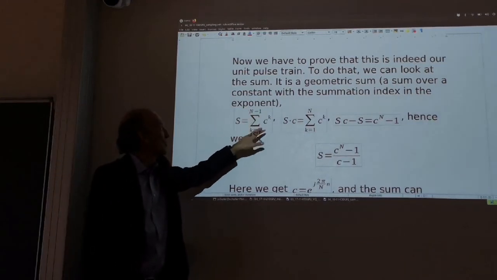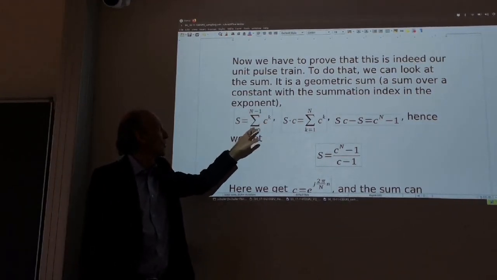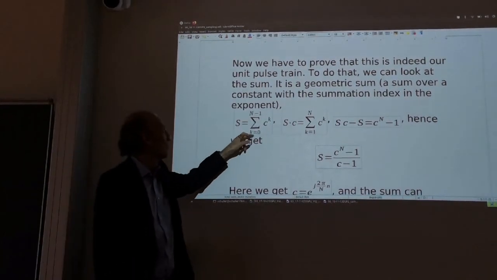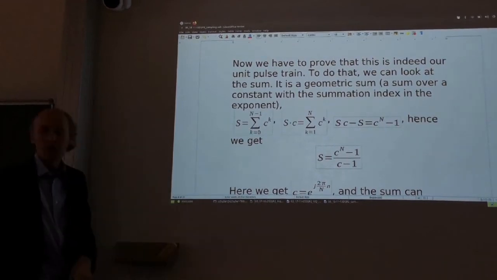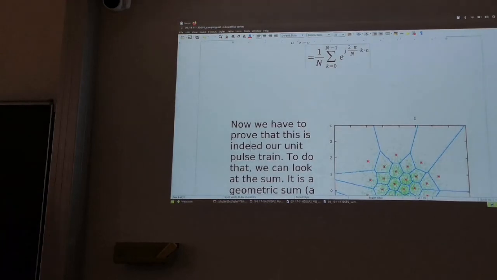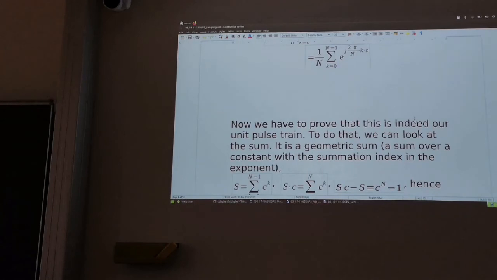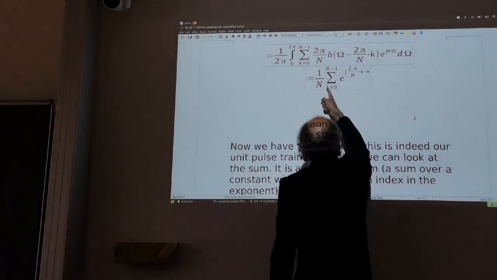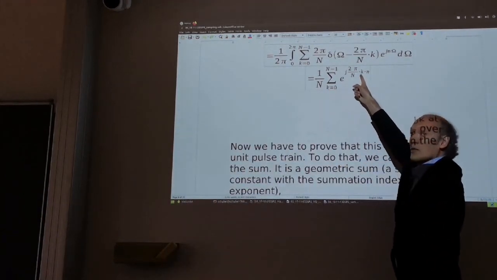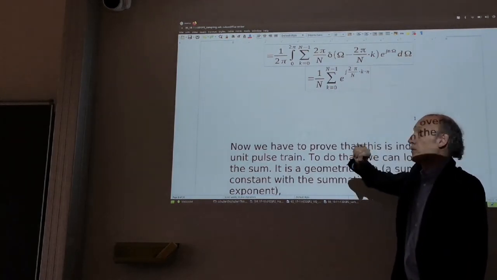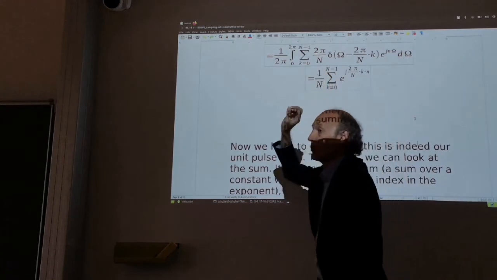So this is the general form of the geometric sum. You have some constant, and then you have the sum index in the exponent. And the sum goes from 0 to n minus 1. So here I dropped this 1 over n for convenience. And you see here, we have this k in the sum, and here the k is in the exponent. And the rest is our constant c. And I'm omitting this 1 over n for the moment.